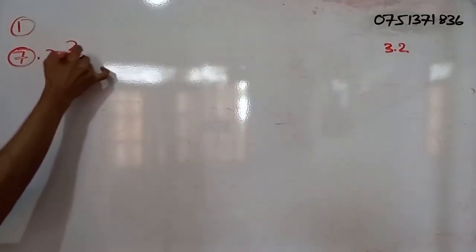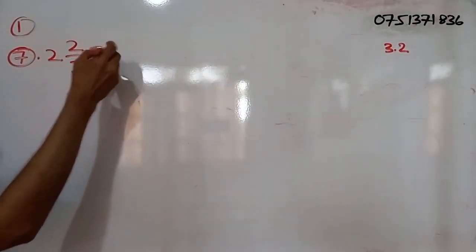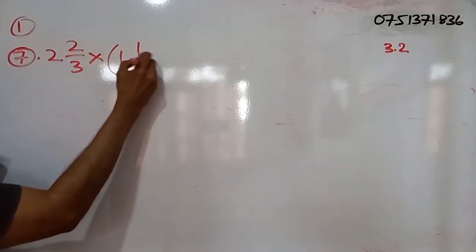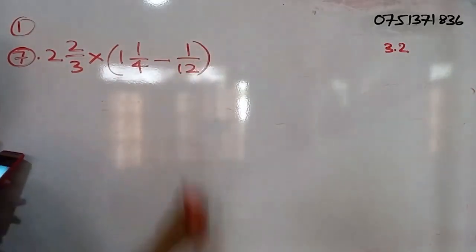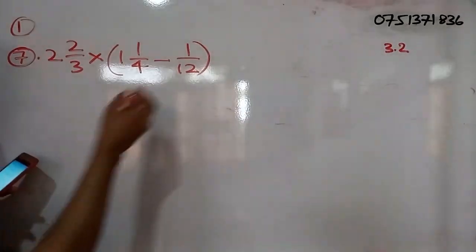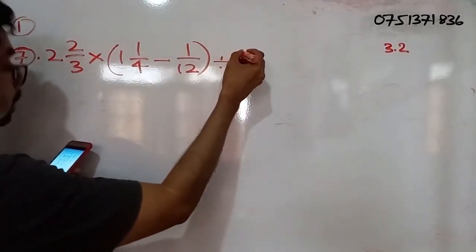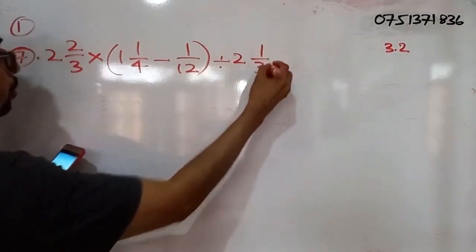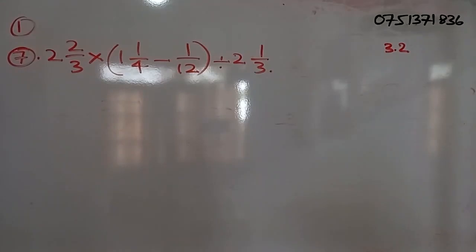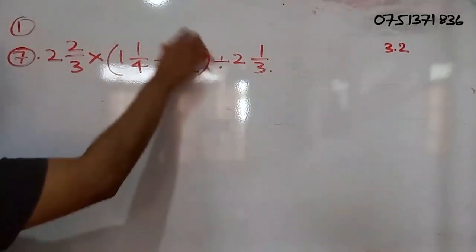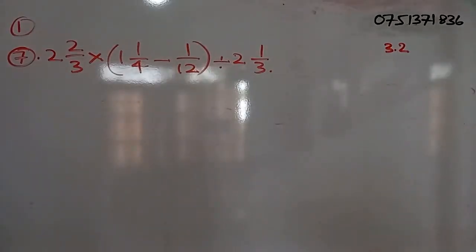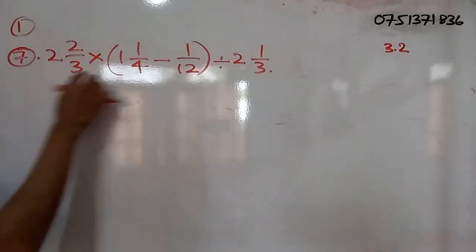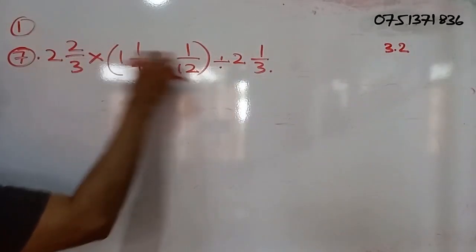2 and 2 by 3 into 1 and 1 by 4 minus 1 by 12. And again we have a division 2 and 1 by 3. Okay. Right. So first of all we have to start from here. So, because that is a bracket, right? And also we can convert these fractions into what?